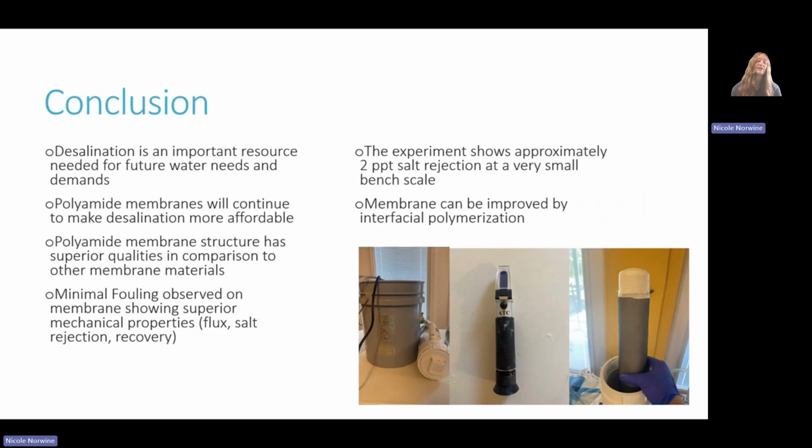In conclusion, desalination will be an important resource needed for the future water needs and demands. Polymer membranes will continue to make desalination more affordable as they're optimized. Polymer membrane structure has superior qualities in comparison to other membrane materials. Minimal fouling was observed on the membrane, showing superior mechanical properties, flux, salt rejection, and recovery in this experiment. The experiment shows approximately 2 parts per thousand salt rejection at a very small bench scale over that 2-hour period. The membrane can be improved by interfacial polymerization and possibly heating of the water.